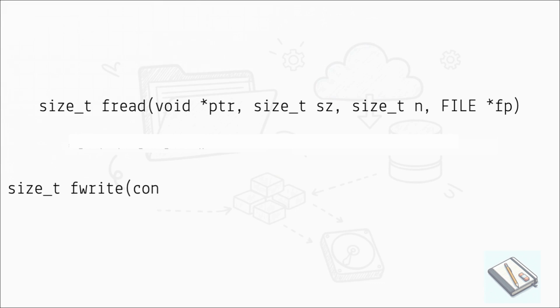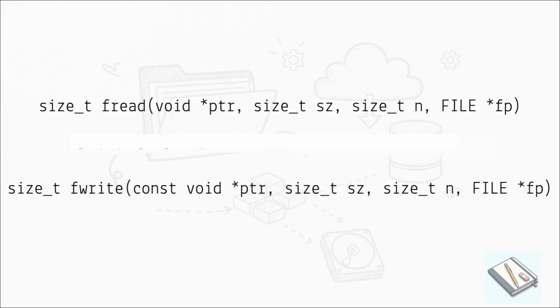They need the size of each item in bytes, the number of items, and the file pointer itself. Fread grabs a stream of bytes from the file and pulls it into your buffer. Fwrite does the exact opposite. It pushes your buffer out to the file. They manage these raw streams of bytes with just incredible efficiency.